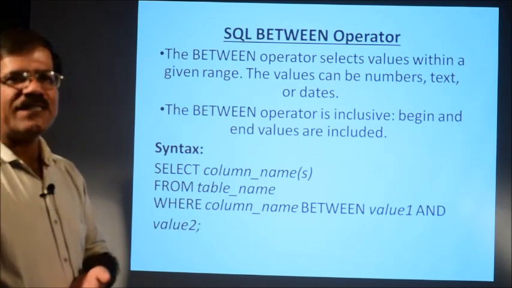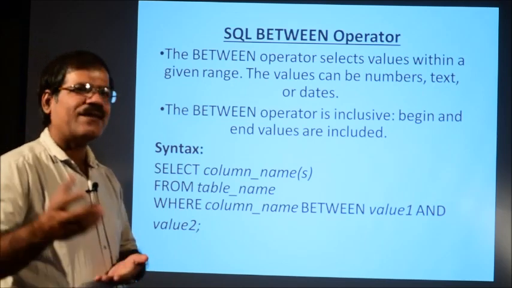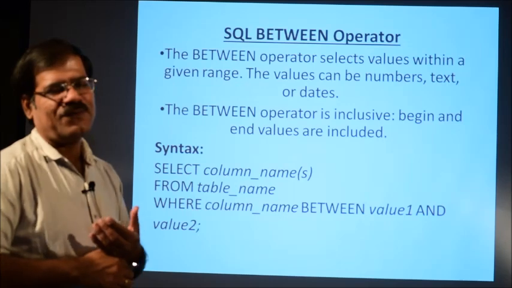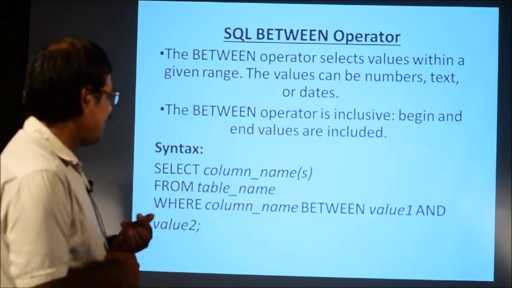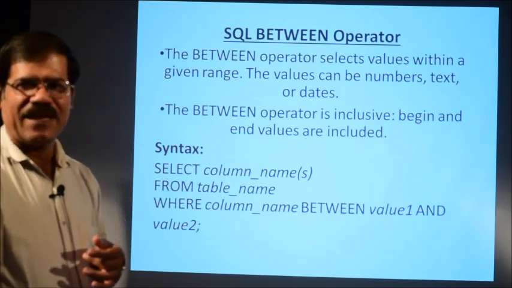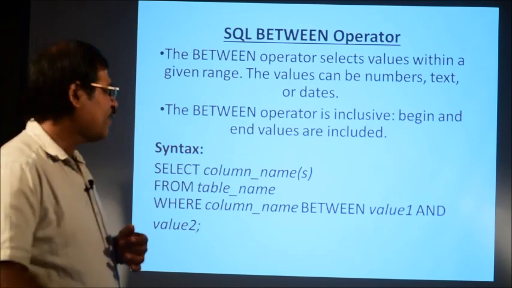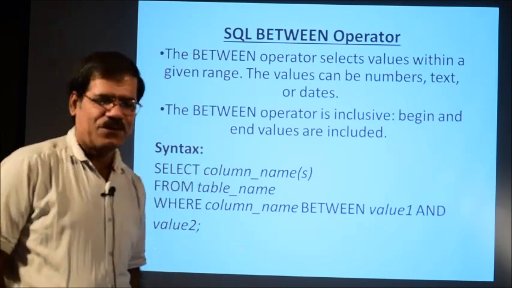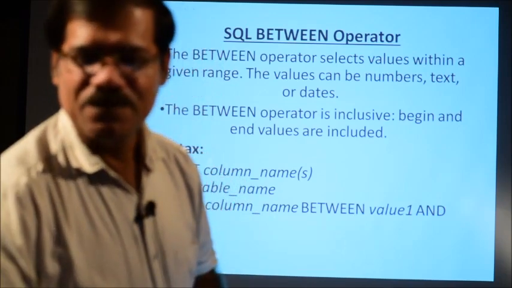So select column or columns from table name. Obviously, from which table can we select the records? The table name must be required. Without a table, how can we fetch the records? So from table name, where condition. What is your condition? Where column name between value 1 and value 2. Within these values the records are selected and displayed on your computer screen. Value 1 is the initial value and value 2 is the end value.